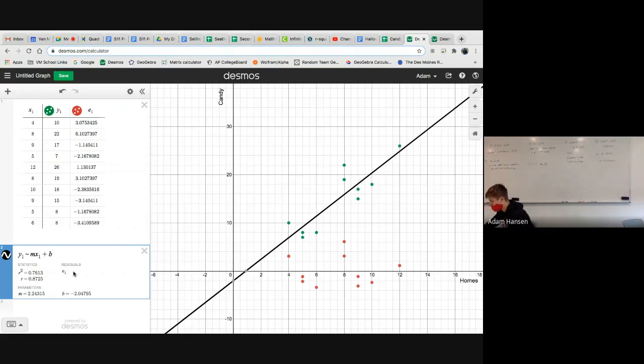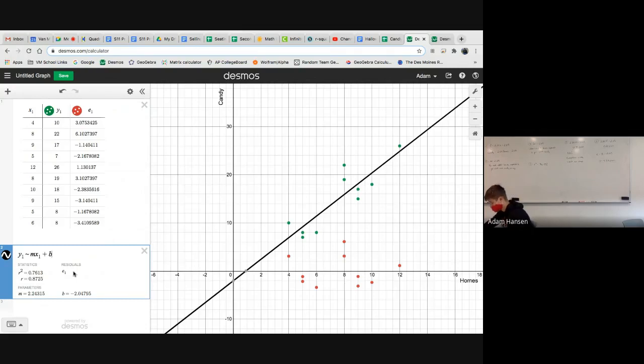This person went to 4 houses and got 10 pieces of candy. Is their residual going to be positive or negative? Is this point right here going to have a positive or a negative residual? Positive. Because they did this much better than they would have thought. They should have gotten about 7 pieces of candy. They got 10. That difference, the residual error, is about 3.07. And they plotted that here as 3 units above the x-axis.